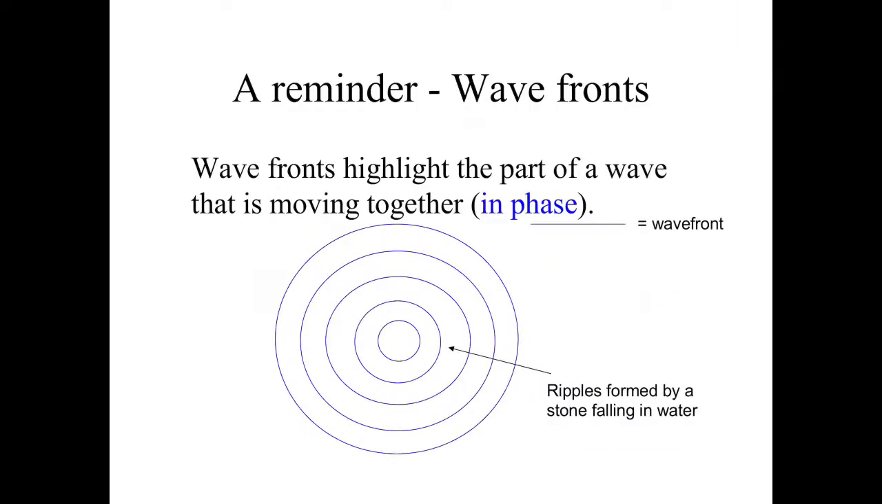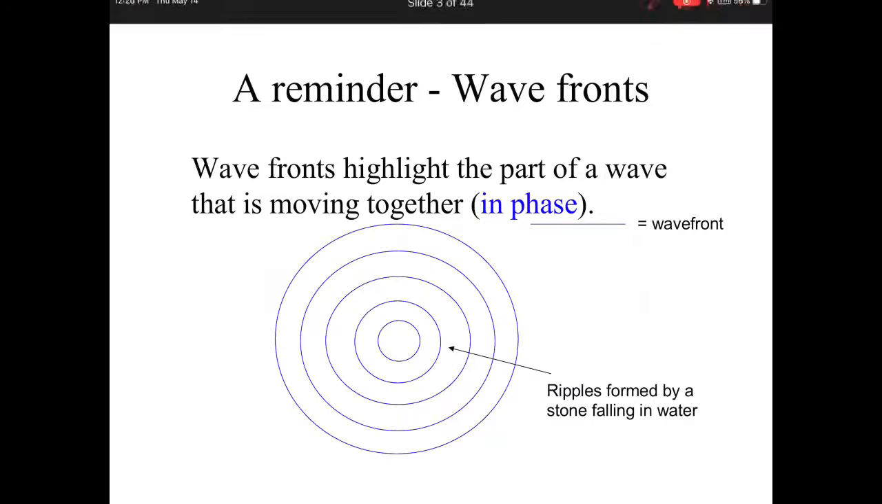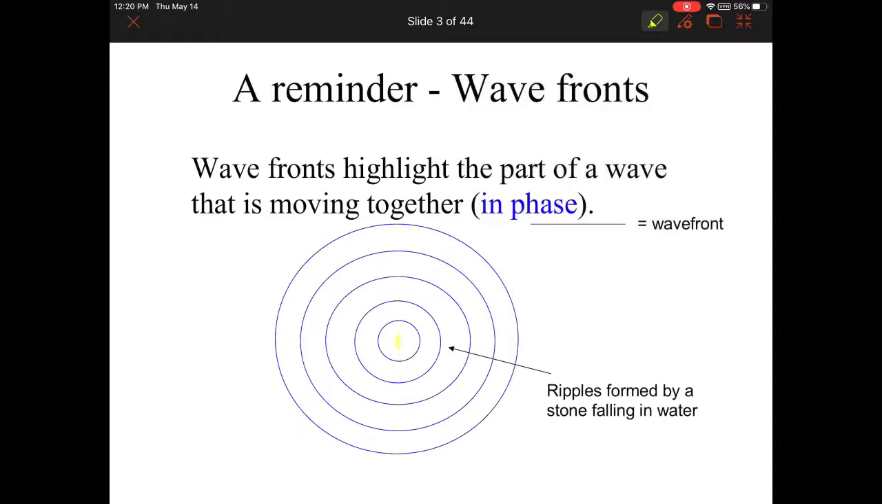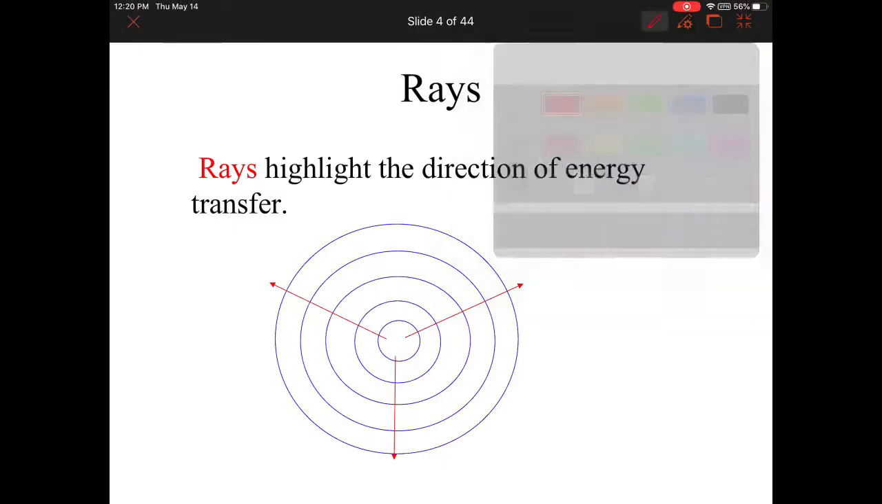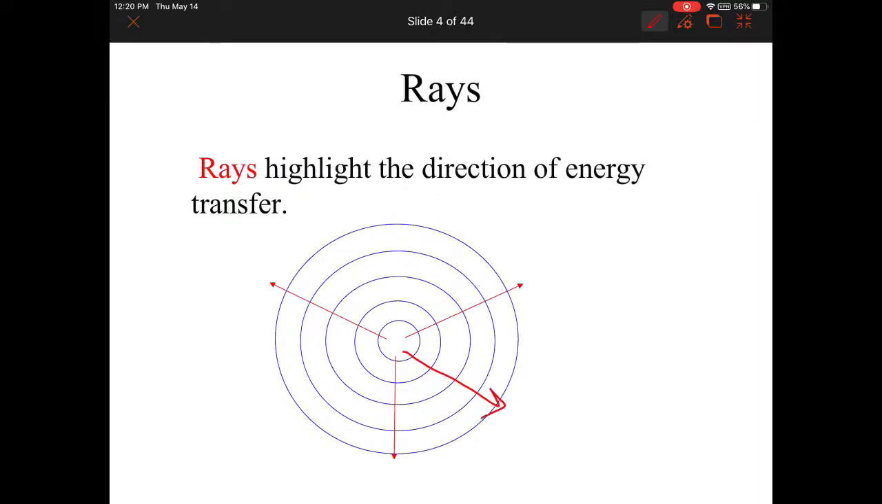Okay, this is an example of wave fronts coming at you. If you imagine a light source in the middle here, and it is emitting light waves, we would call these wave fronts. Rays, however, highlighted here in red, are the direction of travel of energy. So energy would be emitted in all directions, and we can draw rays like so.